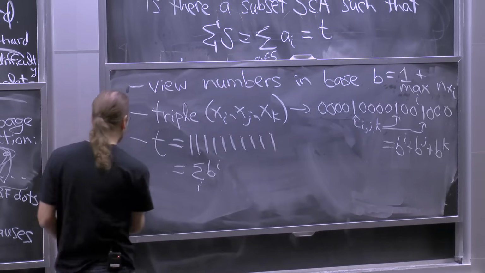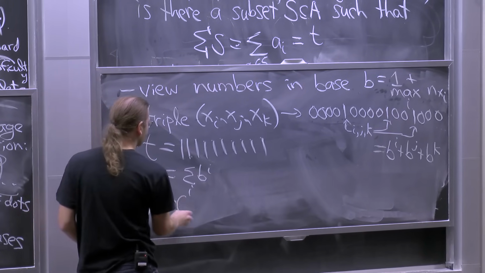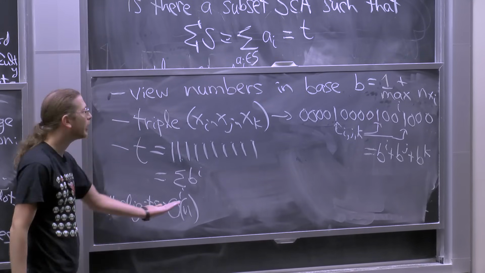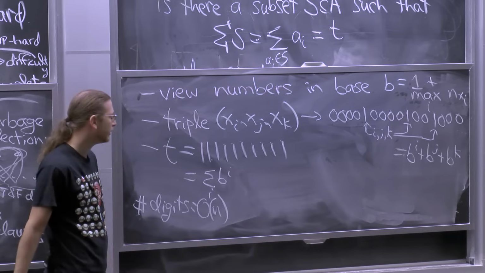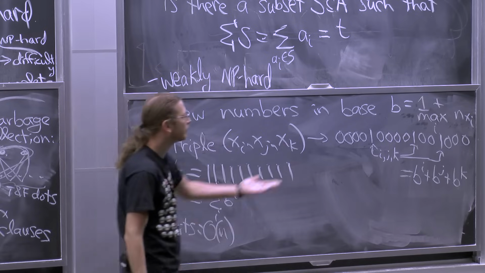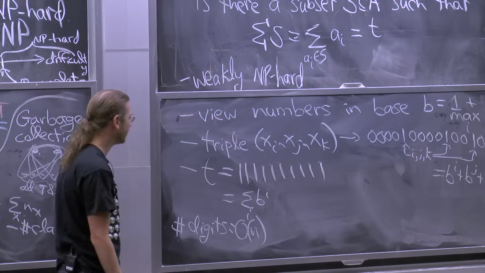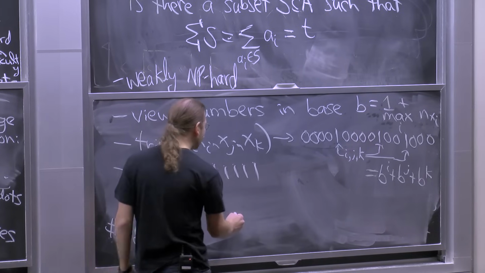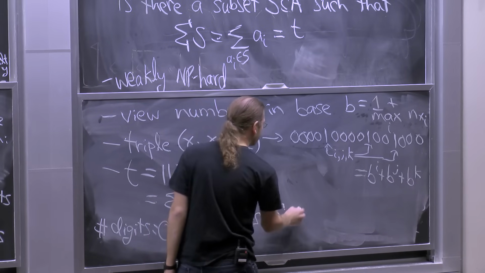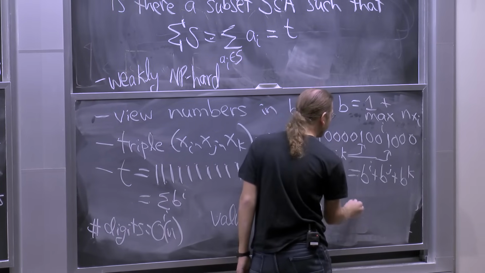Right, so the number of digits is order n. This is fine from an NP-completeness standpoint. This is polynomial size. The number of digits in my numbers is polynomial. And this base is also pretty small. So if you wrote it out in binary, it would also be polynomial. Just lose a log factor. Okay, but the size of the numbers, the actual values of the numbers, is exponential.